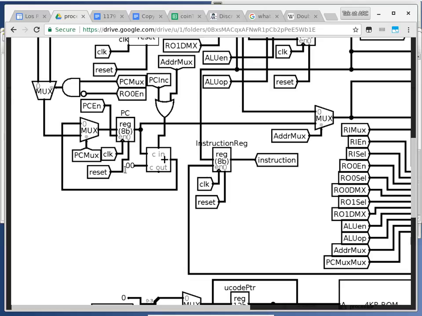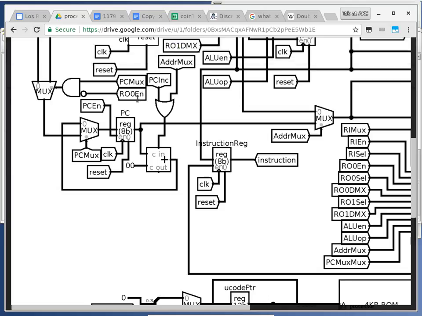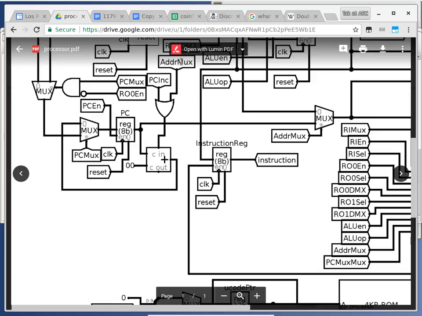So now I track down input 1 of this multiplexer, and it's coming from another multiplexer. Great, because it's coming in from this particular multiplexer. So now I have to figure out what this one is going to be. We know PCMux is a 1 already, but we don't know what RO0EN is. So now it's time to go back to the question and figure out what RO0EN is, which stands for Register Output 0 Enable.